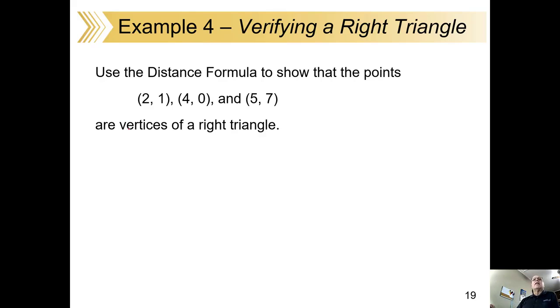Now, this question says, use the distance formula to show that the points 2, 1, 4, 0, 5, 7, those are 3 points. See if they're vertices of a right triangle, because who knows? Those points could look like this, and you really don't know whether this is a right triangle or not. Big question right now. So how do you find out?